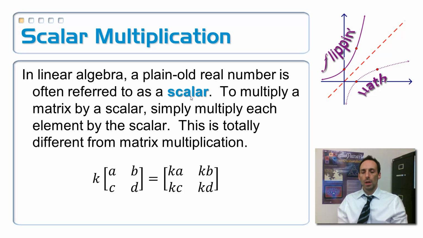Okay, so the next thing is what a scalar is. In linear algebra, just a regular old real number is called a scalar. And to multiply by a scalar, just like the distributive property, you multiply every single element inside the matrix by that scalar number. It's not the same thing as matrix multiplication. That's going to be one matrix times another matrix. Here, I just have this number k. It could be like 5. That's outside the matrix. So you just multiply each of the elements on the inside by 5. Like I said, it's like a distributive property.